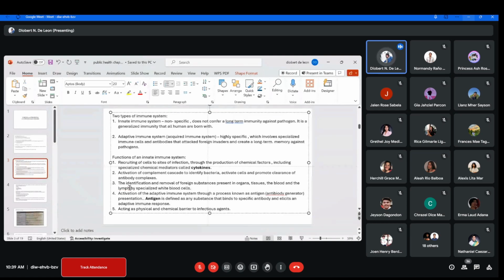The fourth function of your innate immune system is the activation of the adaptive immune system through a process known as antigen presentation. Antigen is defined as any substance that binds to a specific antibody and elicits an adaptive immune response. Antigen, guys, is very important in order for our immune system to be stimulated. No? And these are foreign substances actually.